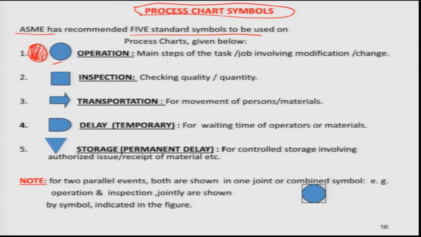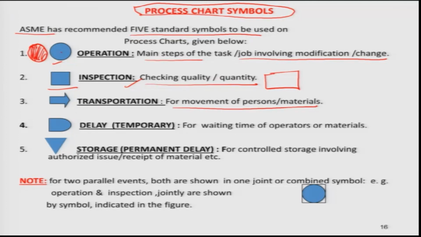So, this one is the main step of the task or job involving modification or change. So, if in a chart you are seeing this one, you may consider that an operation is going on. Second one is inspection, that is checking quality and quantity, and this symbol is used where there is a quality department. Okay, there is where a sample is going to be inspected. Okay, so this symbol is used for inspection purposes, and there is an arrow you can see, that is for transportation, for movement of person or material.